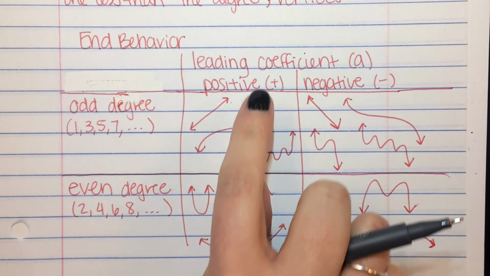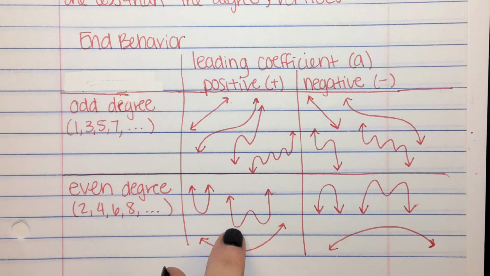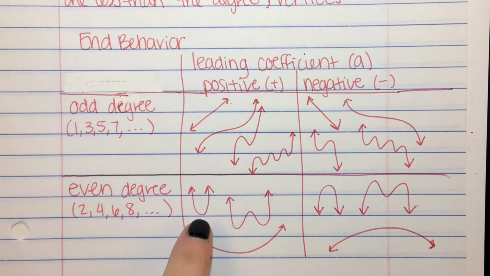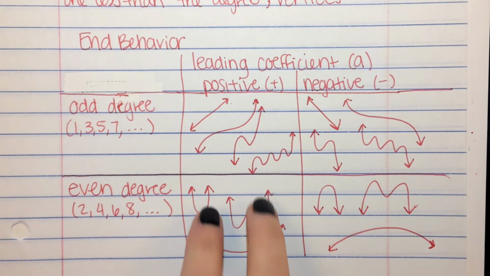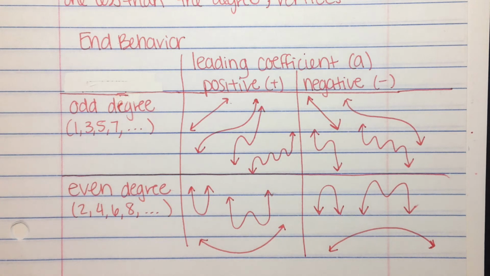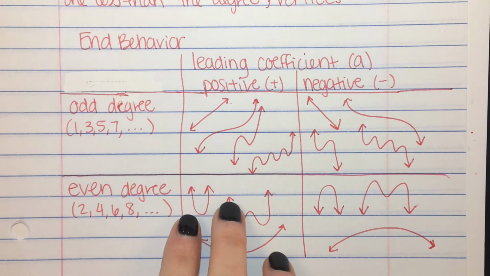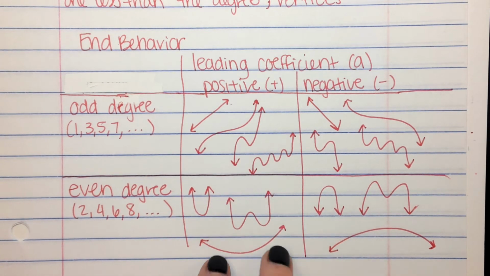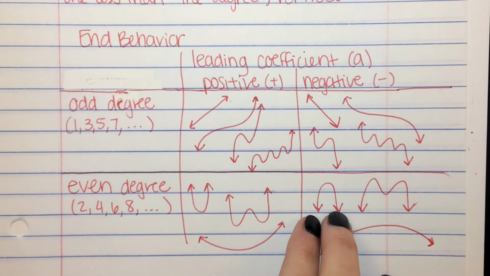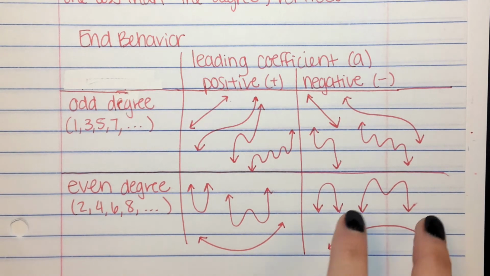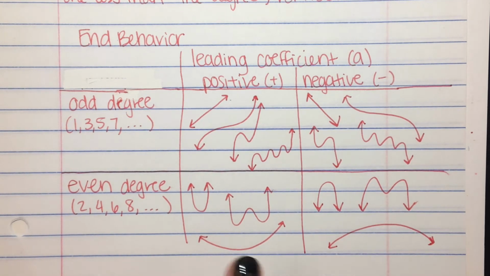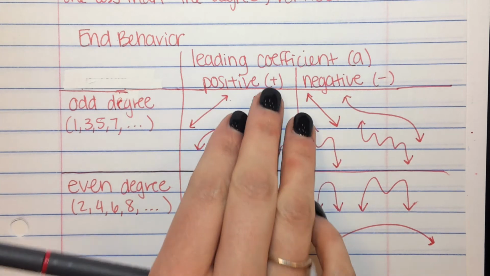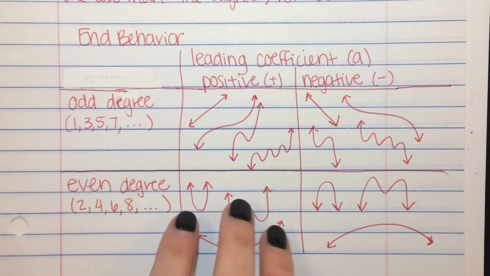Okay, and so here is the even degree. So if we have a positive A, a positive leading coefficient, then our even degree, our ends are going to point up. And that kind of makes sense if you think about it. If it's positive, we're going up, up, up, as far as we can to infinity. So both ends are going up. Let me back up. If it's a positive A, even degree, both ends are going up.